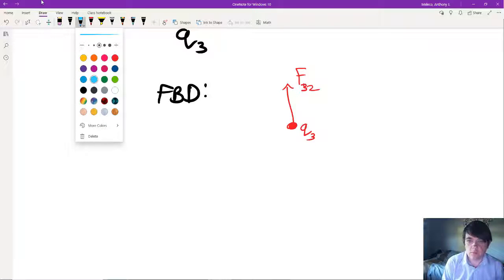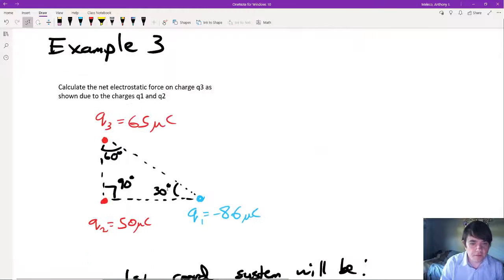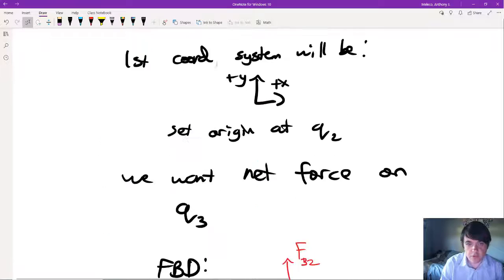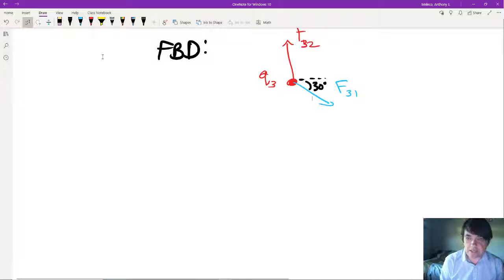So here, let me move this out of the way real quick. And this will be F on 3 by 1. The angle of this, alternate interior angles are congruent, so this will be 30 degrees if we want to do it this way. Okay, so now we've got our stuff. We need to calculate what these forces are, and we need to do it in the x and y direction.